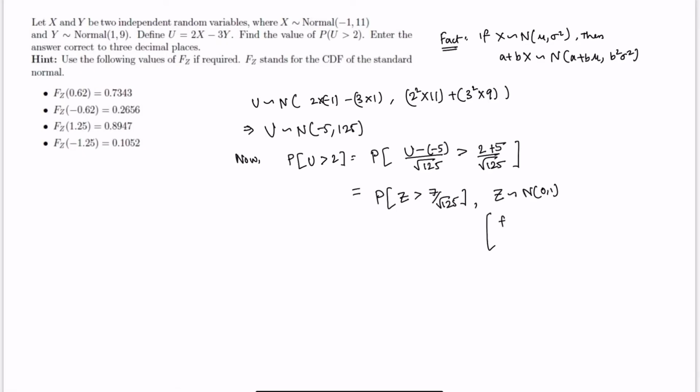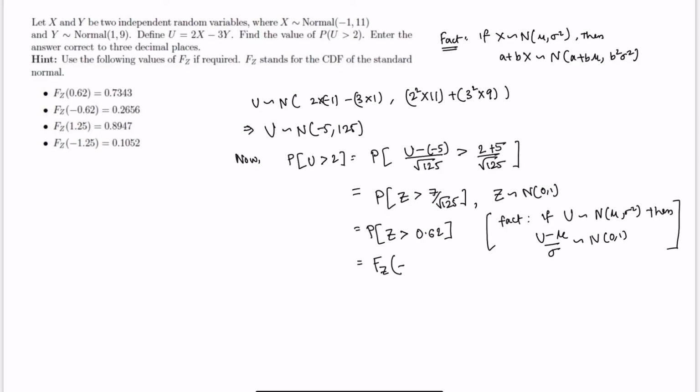So here we use the fact that if u is some normal random variable with mean mu and variance sigma squared, then (u minus mu)/sigma will follow the standard normal distribution. So this now can be written as probability Z bigger than 0.62. Now this is nothing but the cumulative density function corresponding to the point negative 0.62.